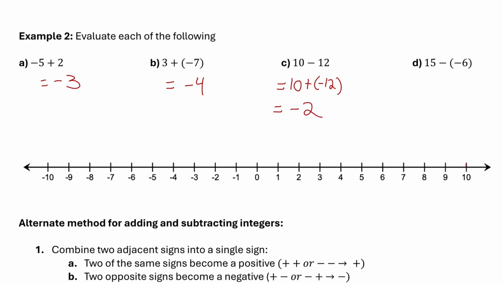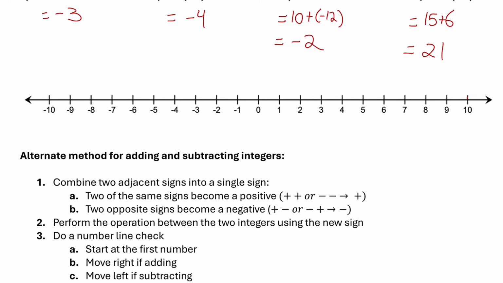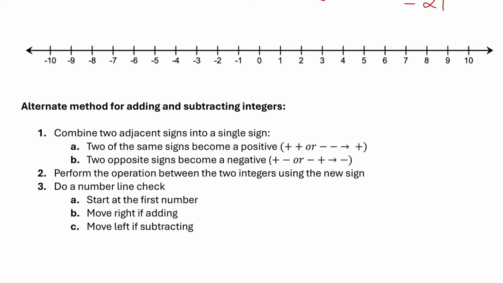And then 15 minus -6, I can add the opposite of -6. So I can add +6. And this just becomes 15 plus 6. I don't need a number line for that. That's just 21. Now let me show you an alternate method for when we're adding or subtracting integers. And this is the method that you'll probably use most often.